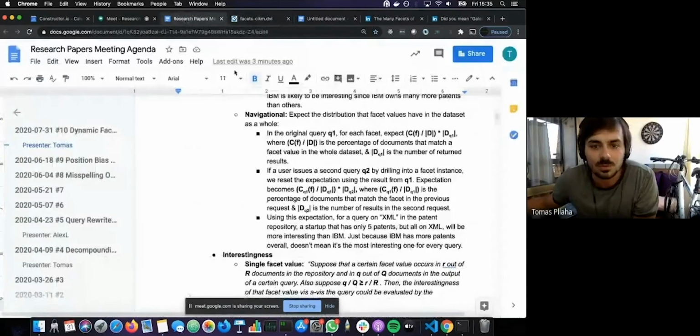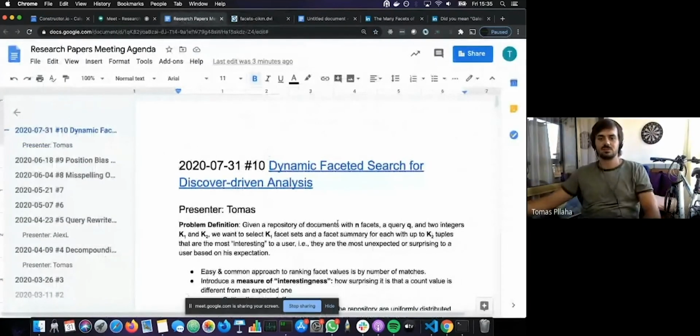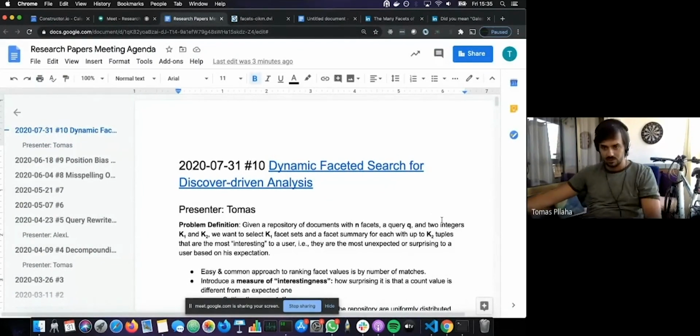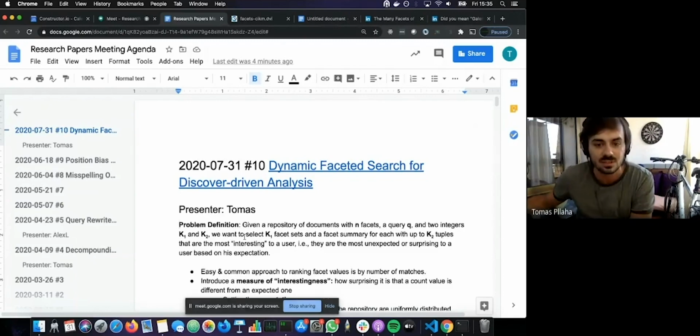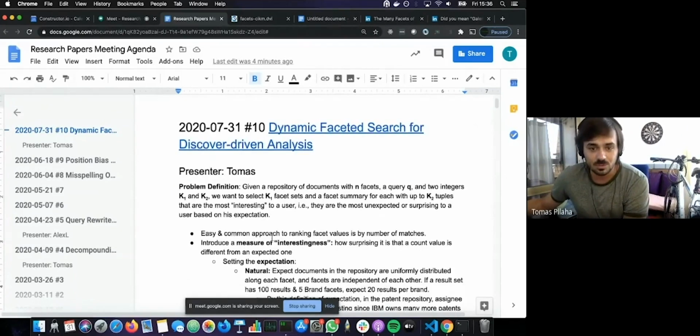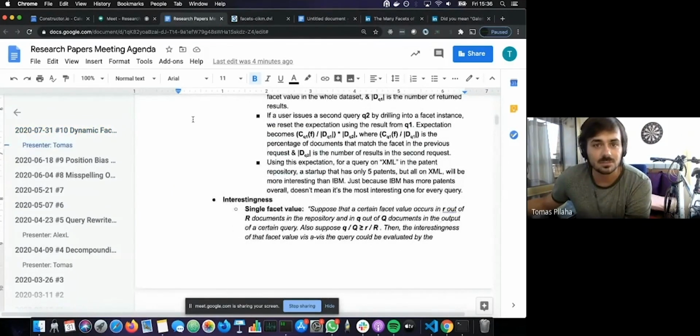So the problem statement is a repository of documents, basically a data set that has n facets, a query q, and two integers, k1 and k2. We want to select k1 facet sets, so sets as in facet groups, and the facet summary for each of them with up to k2 values that are the most interesting for the user. So we basically want to rank facets to guide users towards refining their search. That is the first problem that is addressed, and we will talk about it in the first part.